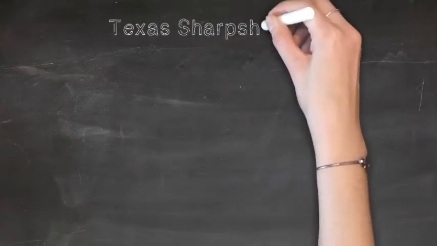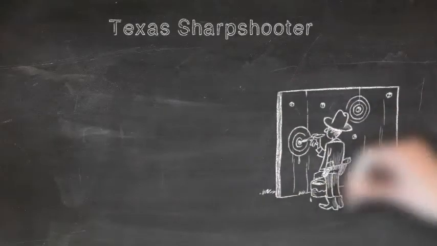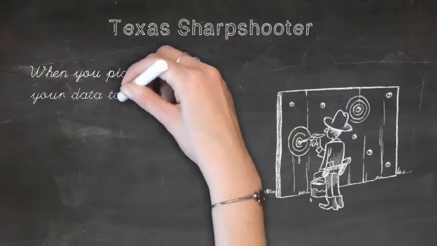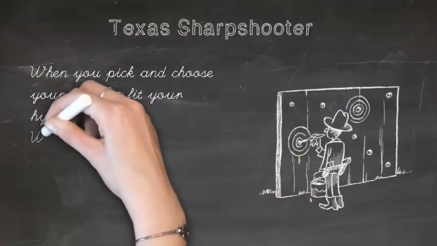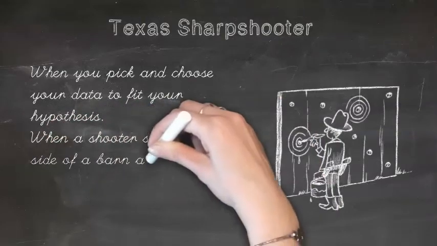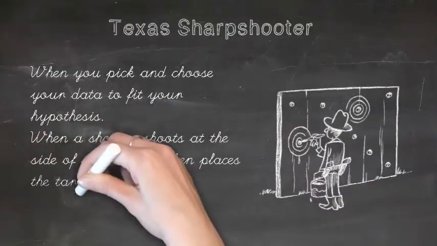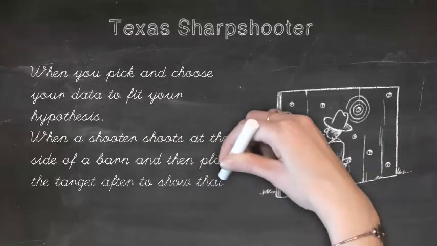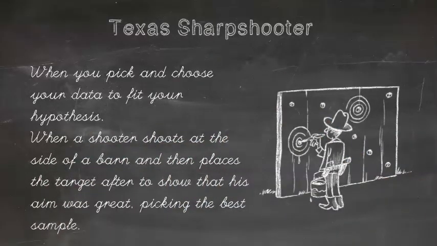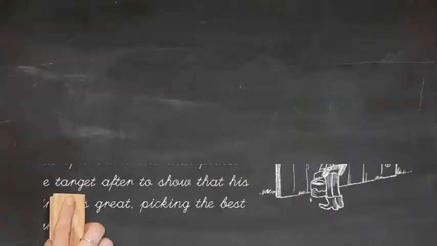So another super cool fallacy is the Texas sharpshooter fallacy. A Texas sharpshooter is when you pick and choose your data to fit your hypothesis. So imagine a shooter that shoots at the side of the barn and then places the target after to show that his aim was great, picking the best sample. This is a fallacy because you pick what fits your hypothesis and ignore everything else.